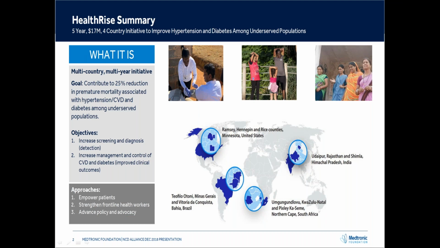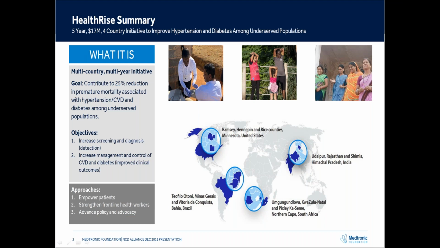And so, similar to the program that Pat just presented, we had an objective of increasing detection and improved control of hypertension and diabetes in particular. The approaches that we took were to empower patients, ensuring that they had the ability to achieve self-care and were activated in their own care, to strengthen frontline health workers, which looks different in different places, but particularly community health workers, and advancing policy and advocacy to sustain gains and to improve long-term health status for the populations that we serve.